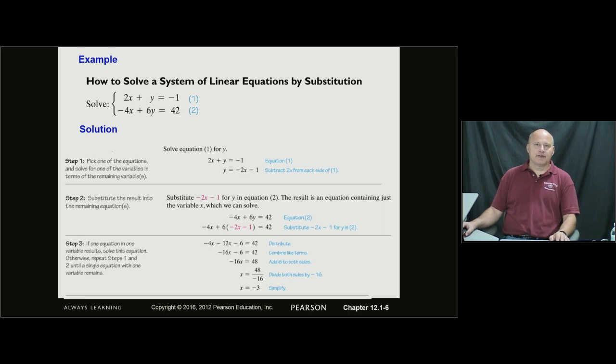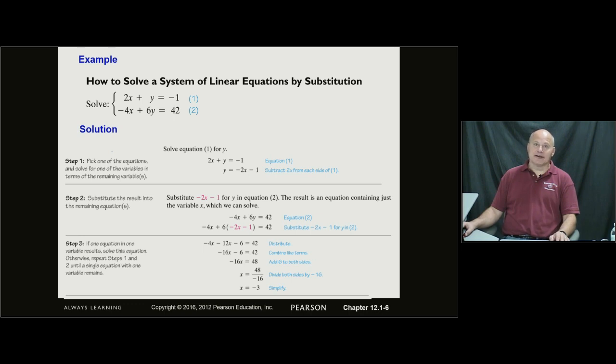So you distribute the 6. You get 6 times negative 2x, which is negative 12x, and 6 times negative 1 is negative 6. Then you combine terms: negative 4x and negative 12x is negative 16x. Minus 6 equals 42. Then you add 6 to the other side, and that gives you 48. And then 48 divided by negative 16 is negative 3. That looks familiar, doesn't it?